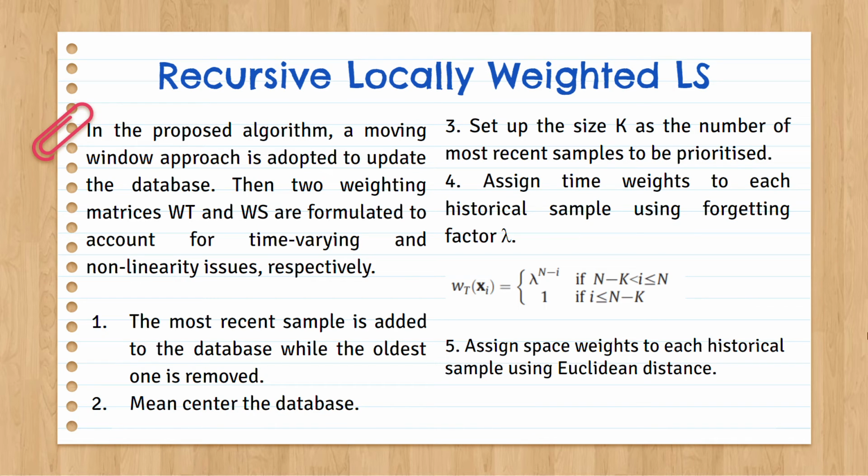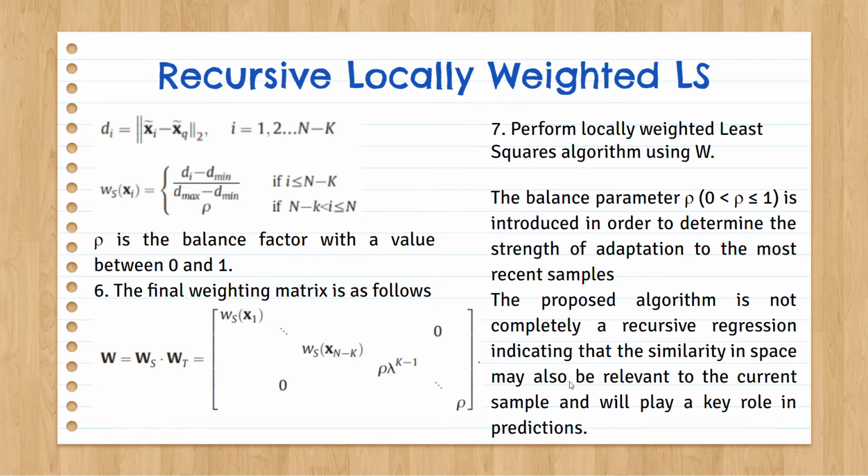So by using this formula, we are assigning a moving window, and we are assigning the powers of lambda to the newer data points in the moving window. Assign space weights to each historical sample by using Euclidean distance. This is the formula of the Euclidean distance, and for the space weight matrix, we are also using a balance factor which has a value between 0 and 1. The final weighing matrix looks as follows.